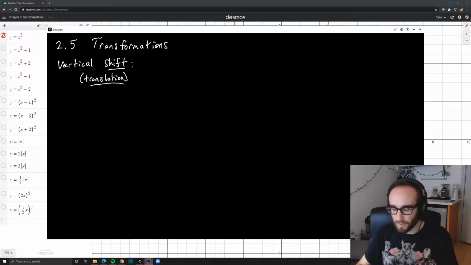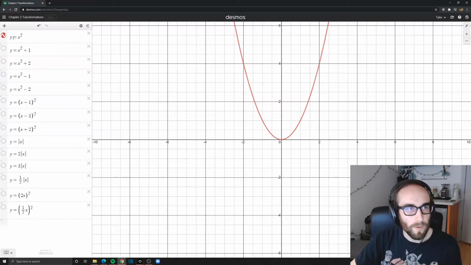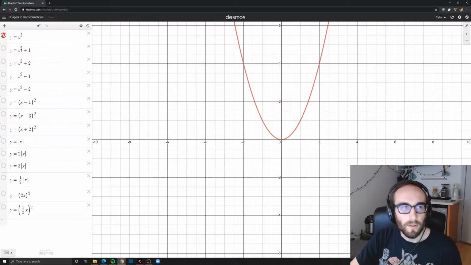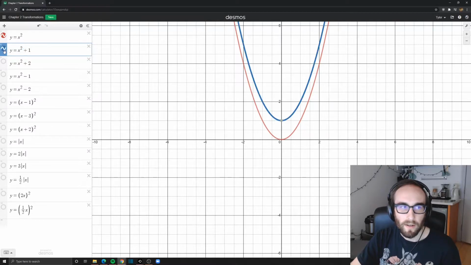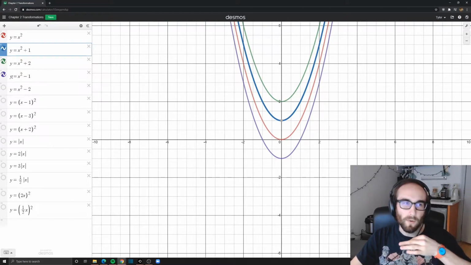Let's take a look at a few examples. Here I have Desmos pulled up, and we have y equals x squared. When we take y equals x squared and add something to it outside of the function, if we add 1 to the outside and graph it, we can see that our parabola is moved up by 1. If we add 2 to the outside, our parabola moves up by 2. If we subtract 1, our parabola moves down by 1. So you've probably dealt with this before. We're just shifting up and down based on what we added or subtracted outside of f of x.